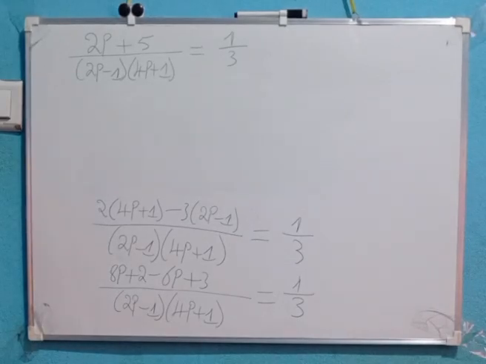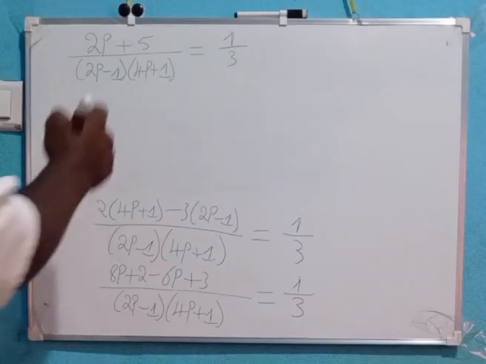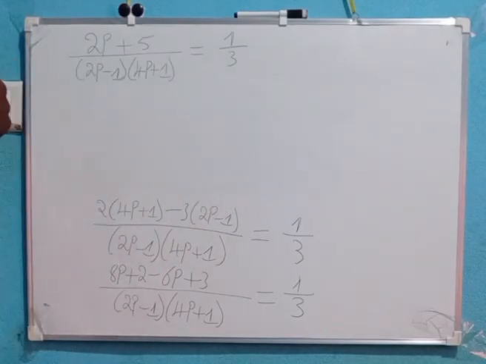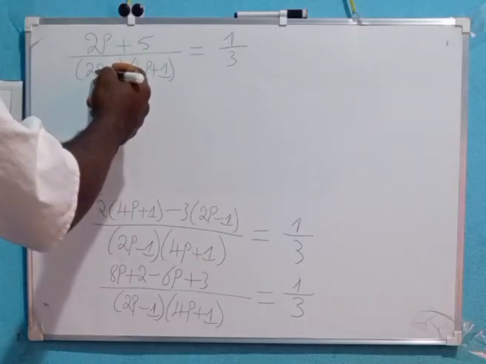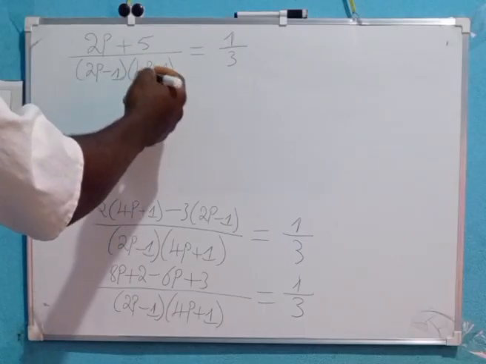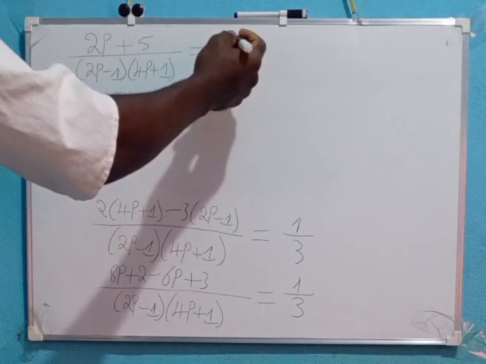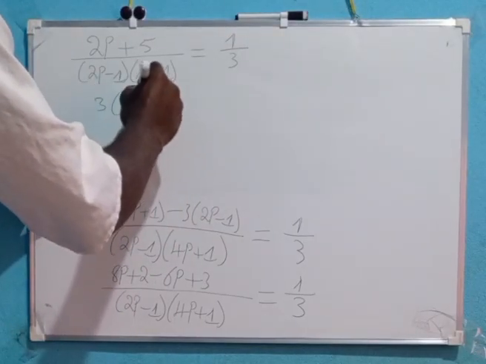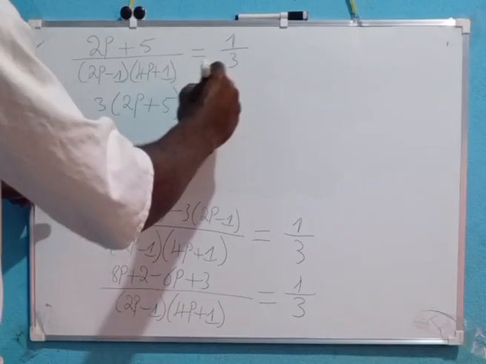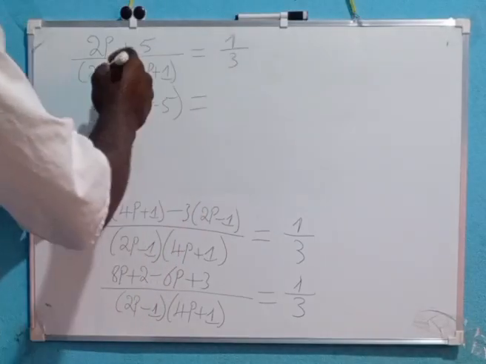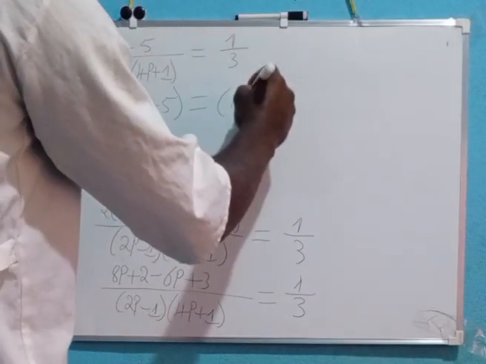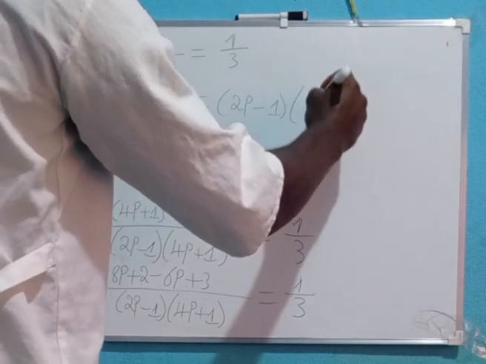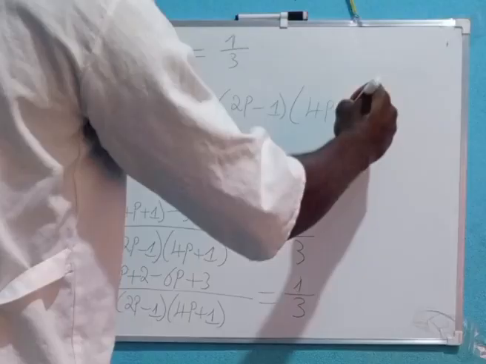Next, what we are going to do is perform cross multiplication. We are going to take 2p plus 5 times 3. Then we equate it to 2p minus 1 times 4p plus 1 times 1. So this will give us 3 times 2p plus 5 is equal to 1 times 2p minus 1 times 4p plus 1.